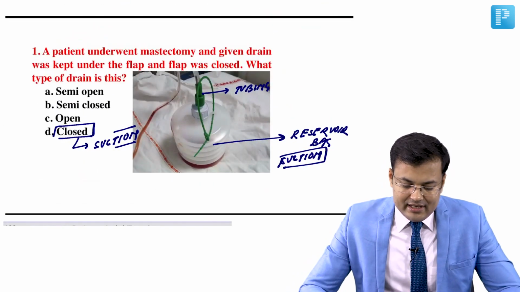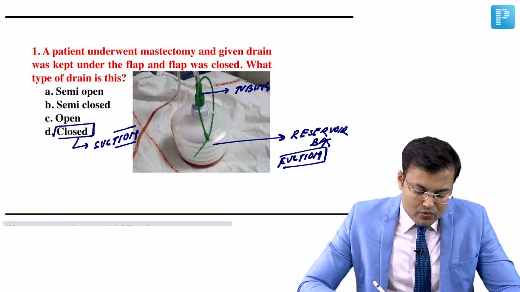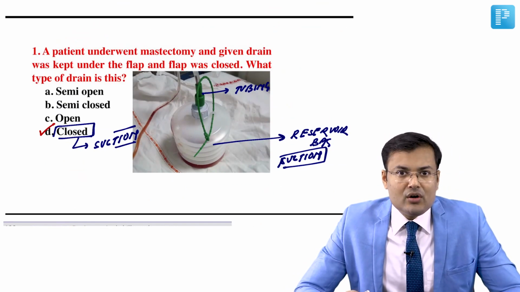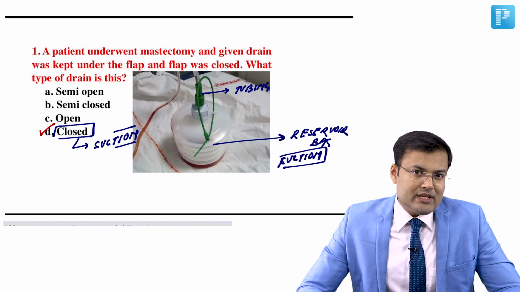So if we see the question again, this is Romovac drain. What kind of drain is this? This is closed drain. So correct answer for question number 1 is D.